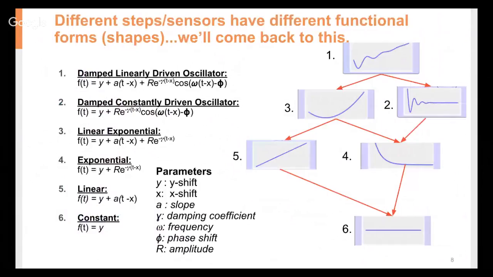There are certain times when the shape in each step will be a special case of this general damped linearly driven oscillator, and we can account for that in the algorithm. We'll come back to that later on. For now, assume that it's the most general case, figure 1, which is a damped harmonic oscillator with a linear driving force.